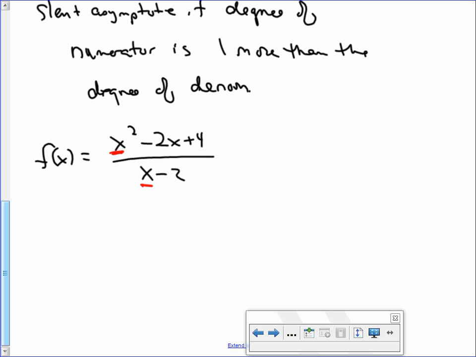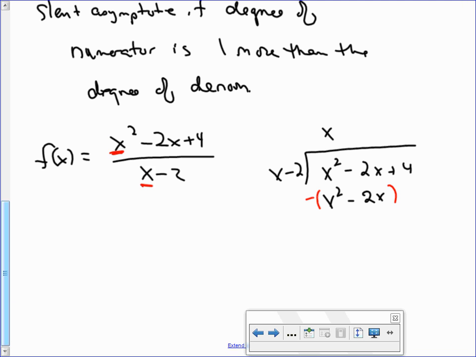To find the slant asymptote, you do long division, or if you remember how to do it, synthetic division. I'm going to do long division this time, and I will just work it out. Hopefully you have not completely forgotten it, or it'll come back to you. And both of these go away, and I end up with just 4 here.